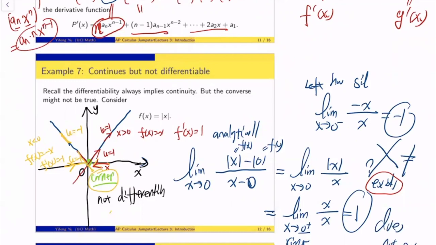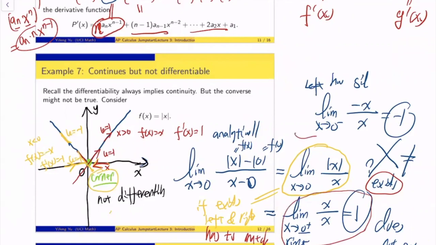Now, what was my point? My point is, in order for the limit to exist, the left and the right have to match. But when we go from the right, the limit is one. If we go from the left, the limit is negative one. They do not match. Geometrically, it just means that there's a jump in slope, right? There's a corner here, so it's not differentiable.